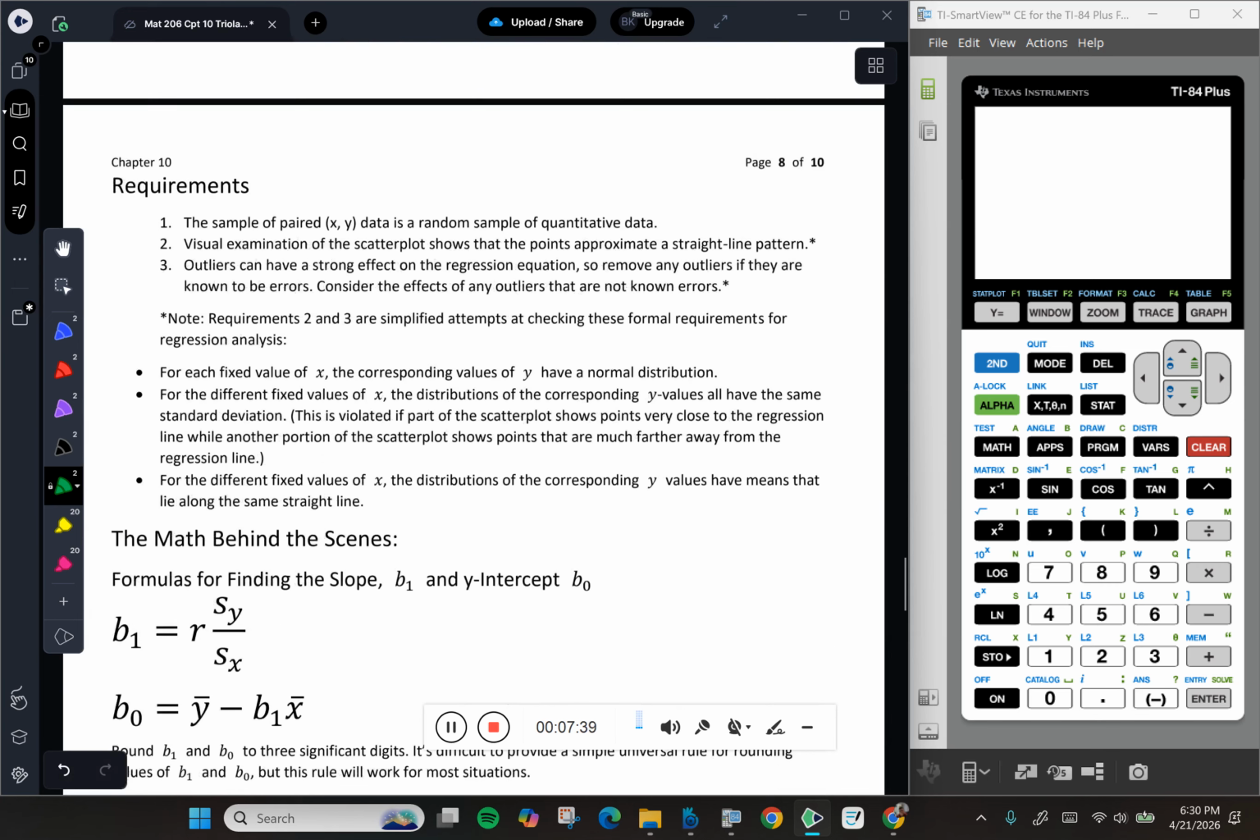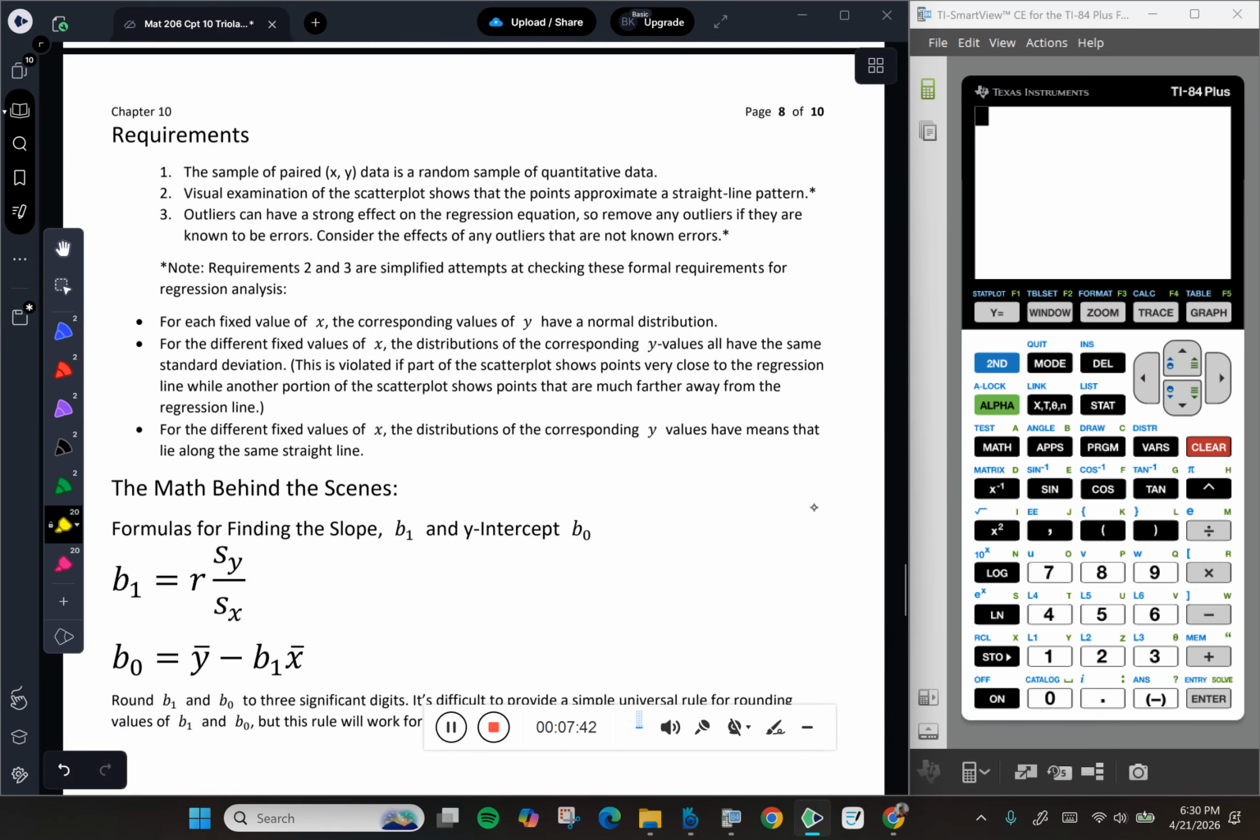Right? All right. Requirements to make this happen are the same as the requirements for running the hypothesis test. You've got to have that sample data be a random sample. We should see that straight line pattern when we look at it visually. Outliers should be adjusted for, and 2 and 3 are just an attempt to reduce it. Okay? If we were actually doing this using all of the formal steps, we would show that x and y have a normal distribution. Okay? We would show that the corresponding y values for every fixed value of x have the same standard deviation. Right? And that for different values of x, the corresponding y values all lie along a straight line.